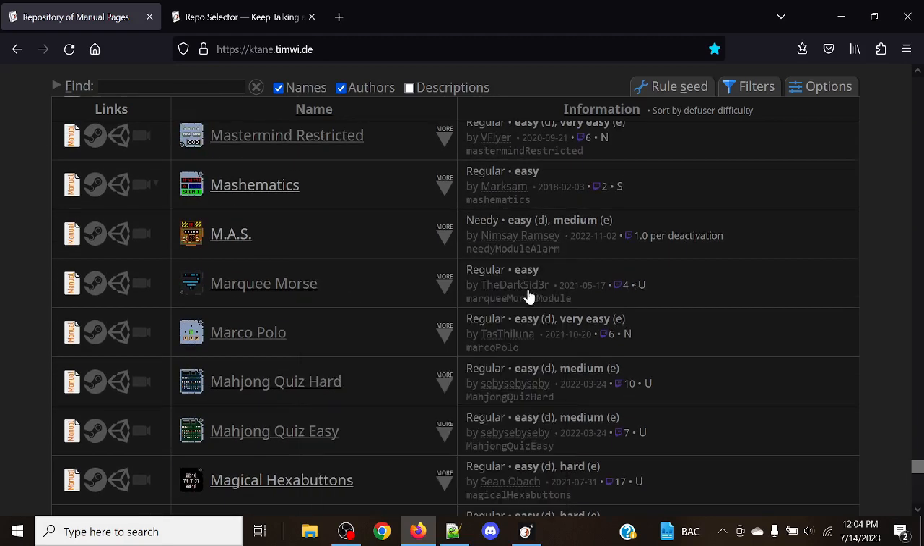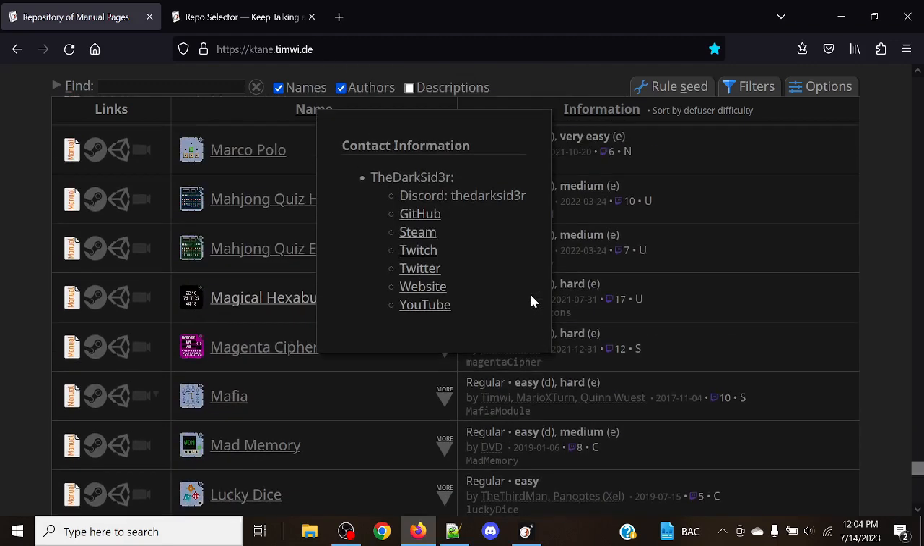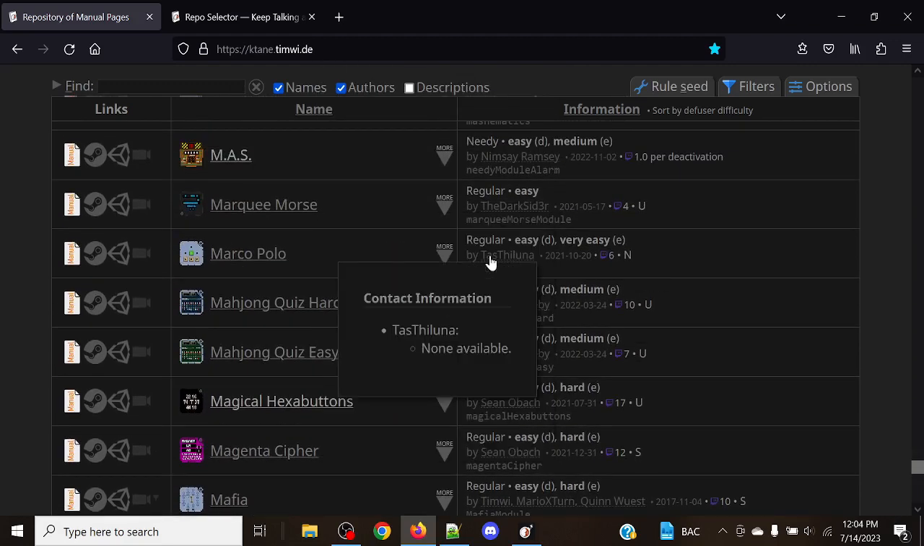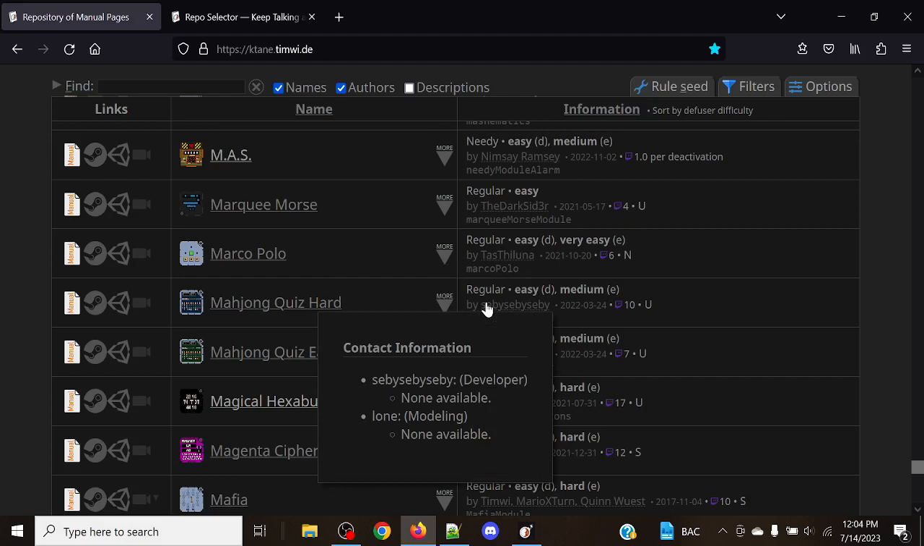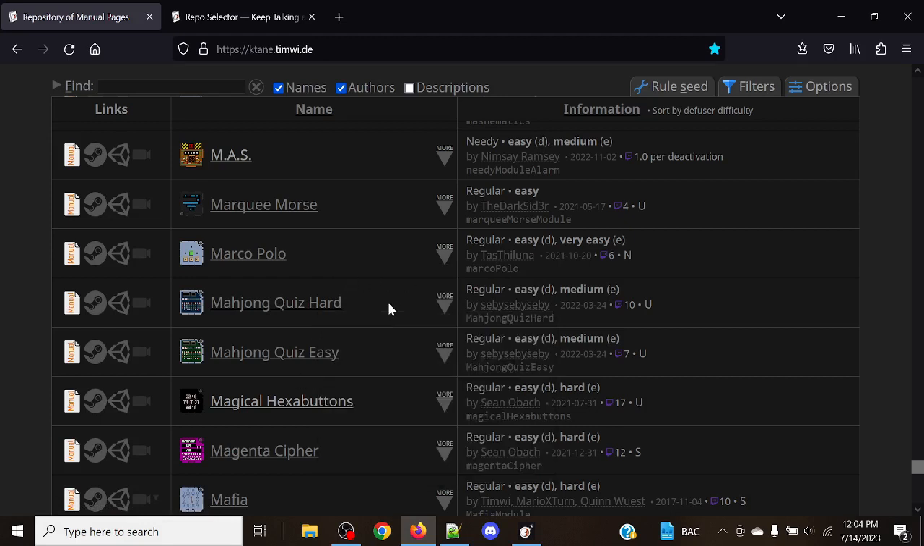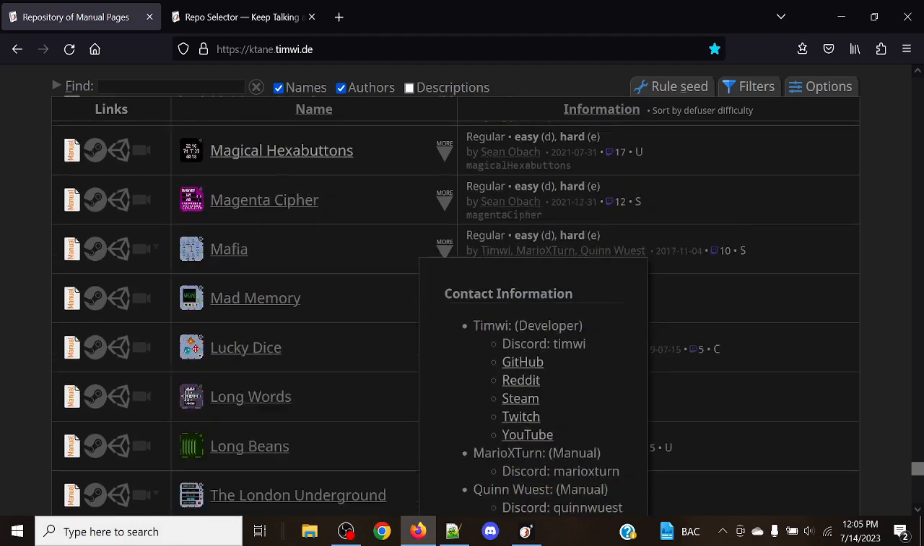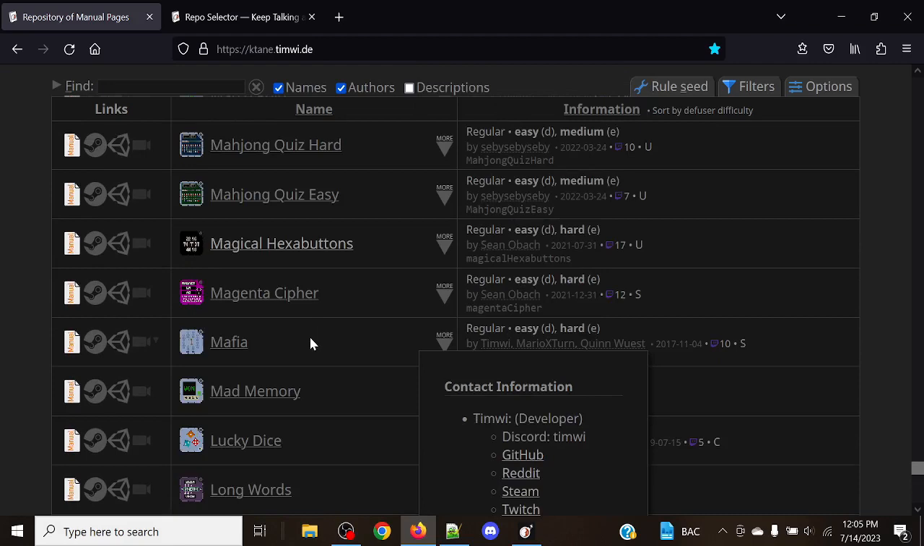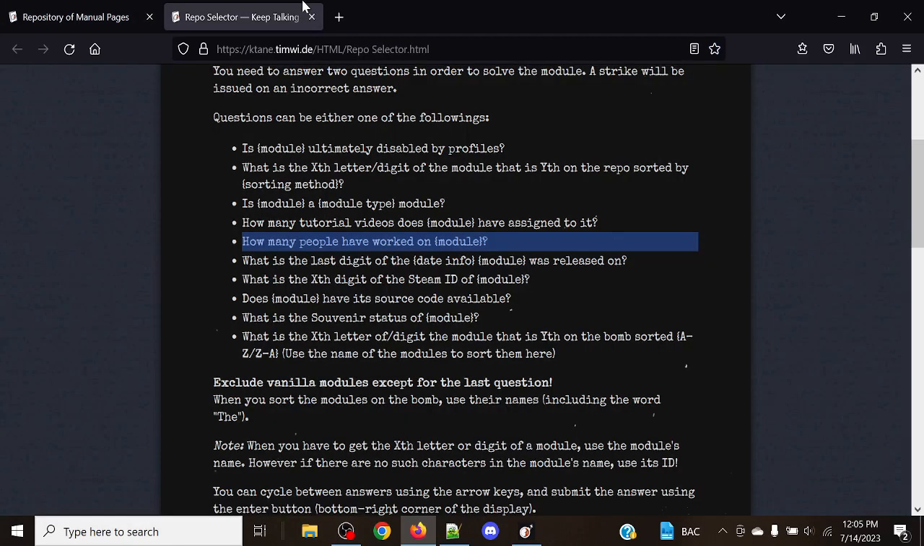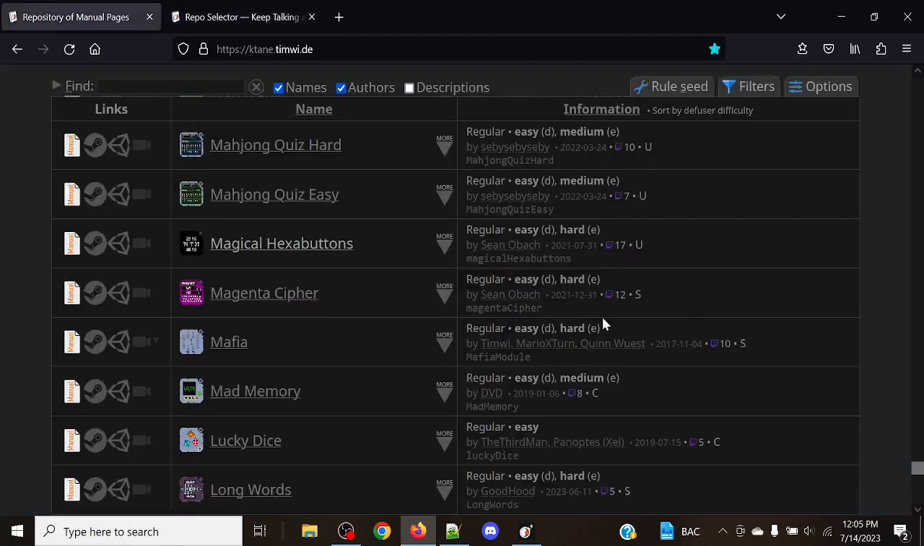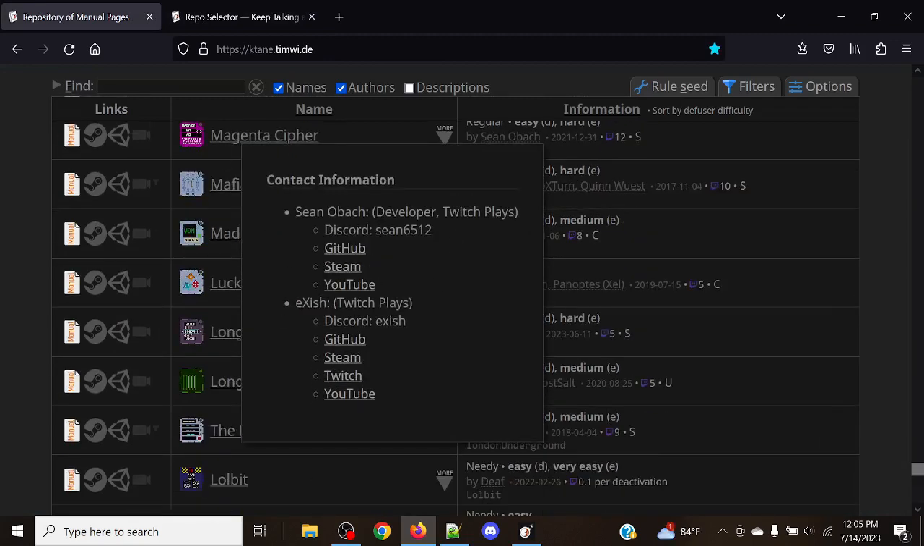Of course, you've got to make sure, because Exdish might appear and be a random maintainer at some point. For example, with DVD modules, he is a maintainer of, I believe, all of those. Another example would be Mahjong Quiz Hard. Lone did the modeling, Sebi did the developing of it, therefore that would be 2 people, and so on and so forth. There can be people who are just 1, there can be people who are 3, there can be people who are 4, for example. In this case, Mafia was 3. So that's what you're looking for there. Just make sure that you click on the names to make sure that no one else contributed to it, because eggs just might be there, of course, contributing to Twitch plays.